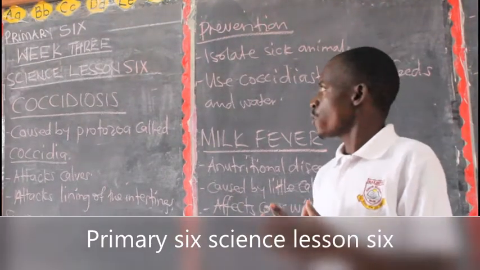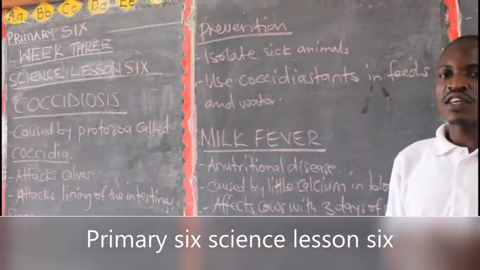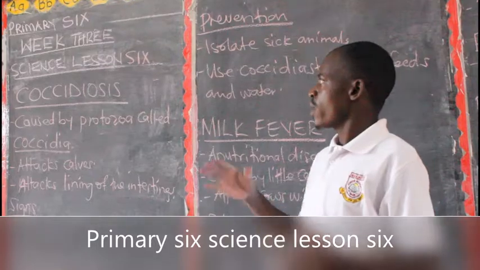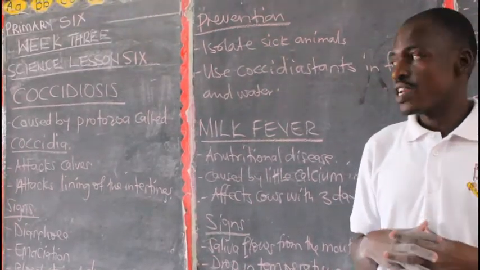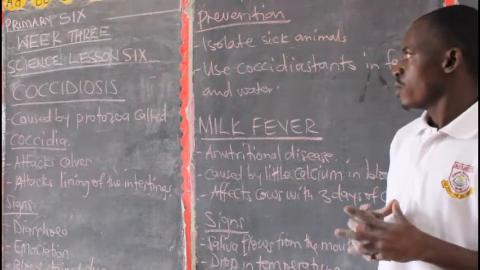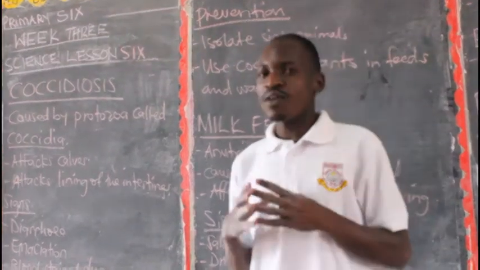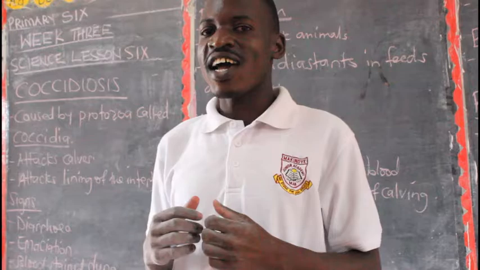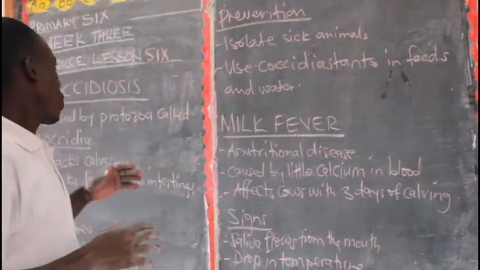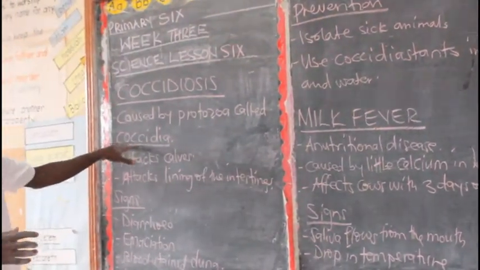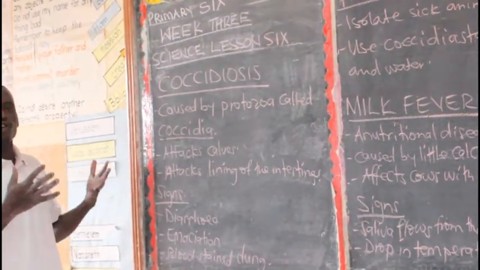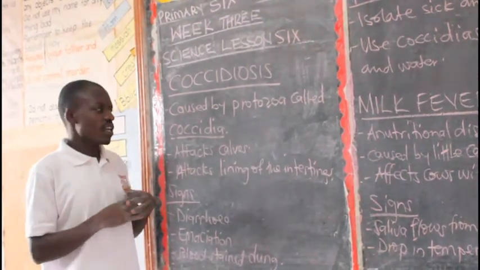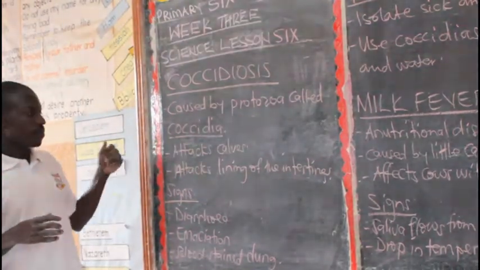We are still moving on with our cattle diseases, and today we are looking at coccidiosis as one of the protozoan diseases. Coccidiosis is caused by protozoa called coccidia. That's the protozoa that causes coccidiosis. Sometimes they can ask you, name the protozoa that causes coccidiosis. It is called the coccidia.